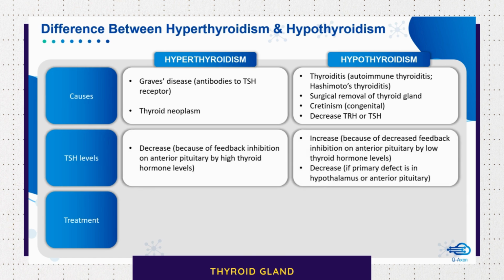The TSH level will be decreased in case of hyperthyroidism, whereas in hypothyroidism it can increase or decrease. So because of decreased feedback inhibition, it can increase. Or if the primary defect is in hypothalamus or anterior pituitary, the level of TSH will decrease.